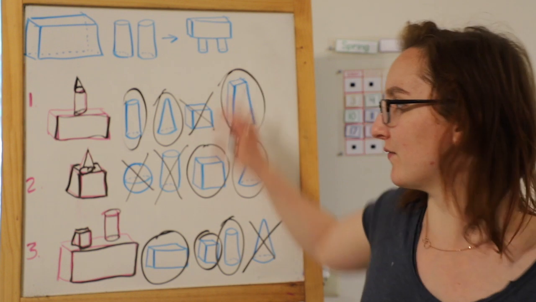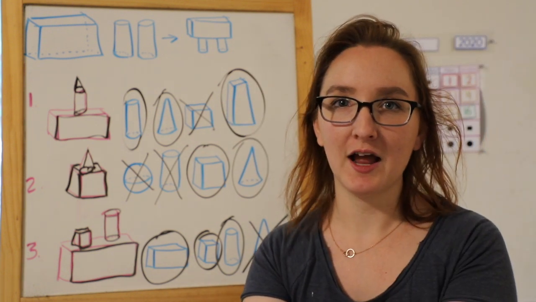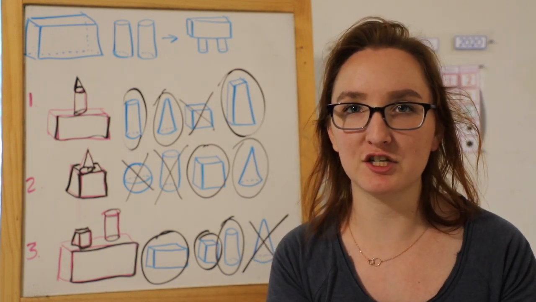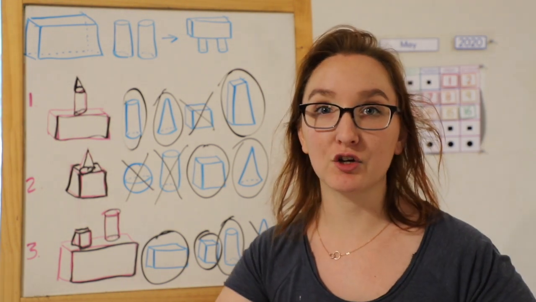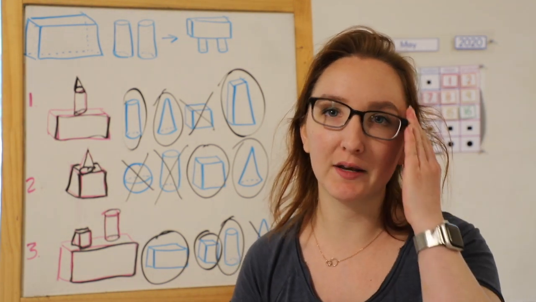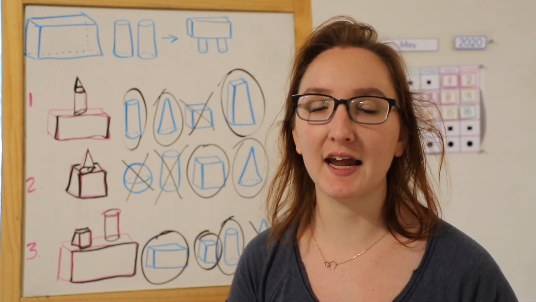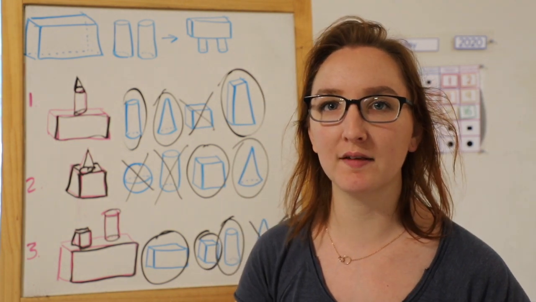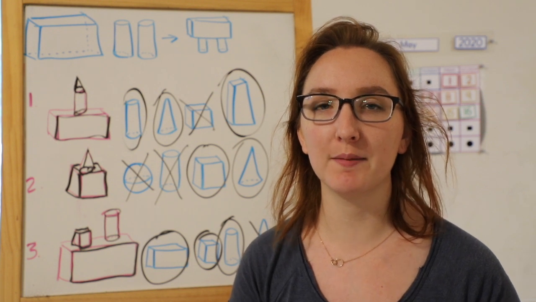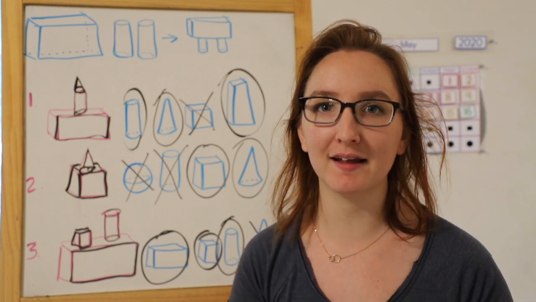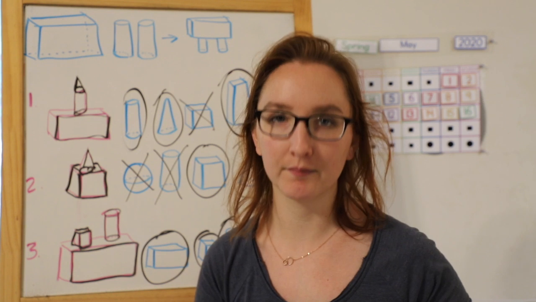Alright, so now that we've worked through this one together, I want you to go to the next page, page 733, and you're going to be doing the same thing. You're going to be looking at 4 different composite shapes, and you need to circle which 3-dimensional shapes are used to make those composite shapes.